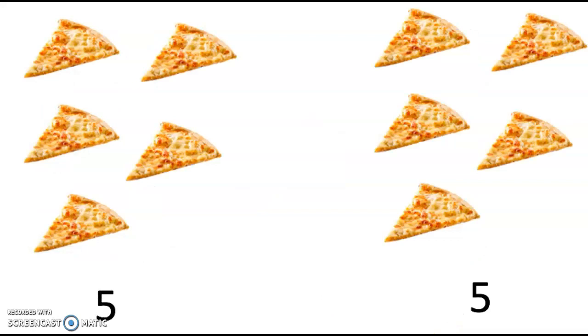Alright, now let's look at these slices of pizza. On this side, I see I have 5 slices of pizza. And on this side, I have 5 slices of pizza. Is 5 the same amount as 5? Yes, it is. So I can say that our two groups of pizza are equal because I have the same amount. 5 is equal to 5.